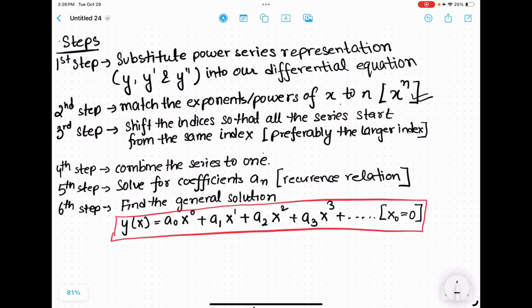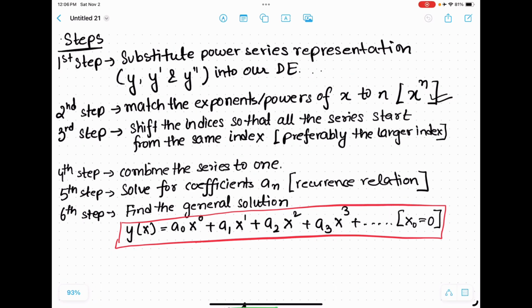Okay, and then we have our fourth step, which is combining the series to one. So after we have performed our second step, that is making sure that all the powers of the power series have the power n, and also all the indices of the power series start from the same index, then now we can combine them into one. And after performing the fourth step, now we will find the coefficients, okay, and we use our recurrence relationship in order to do that. And then right after determining the coefficients, we can finally find the general solution.